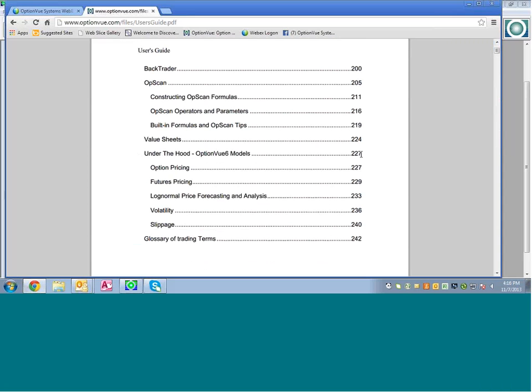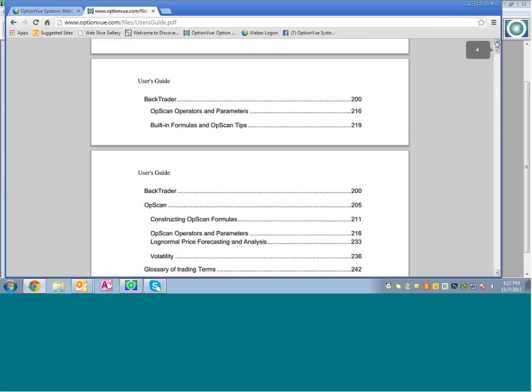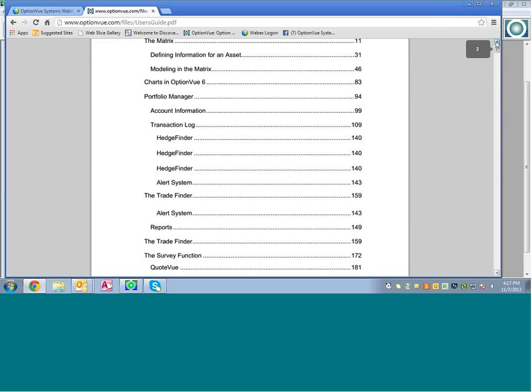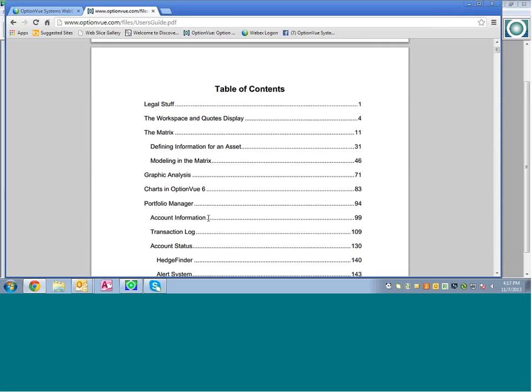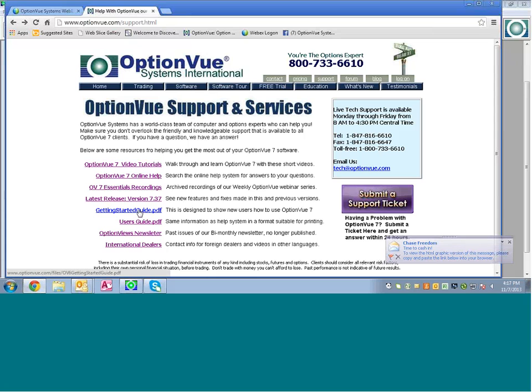Starting on page 227, we see the options pricing, futures pricing, the volatility, how it works, the slippage, and then a really nice glossary of trading terms here on page 242. We can also learn more about OpScan, value sheets, BackTrader, and all the things that we've been talking about, the matrix, the portfolio manager, and so forth. That's all here in this User's Guide. There's a great Getting Started Guide, too, and that would be right here under the Getting Started Guide.